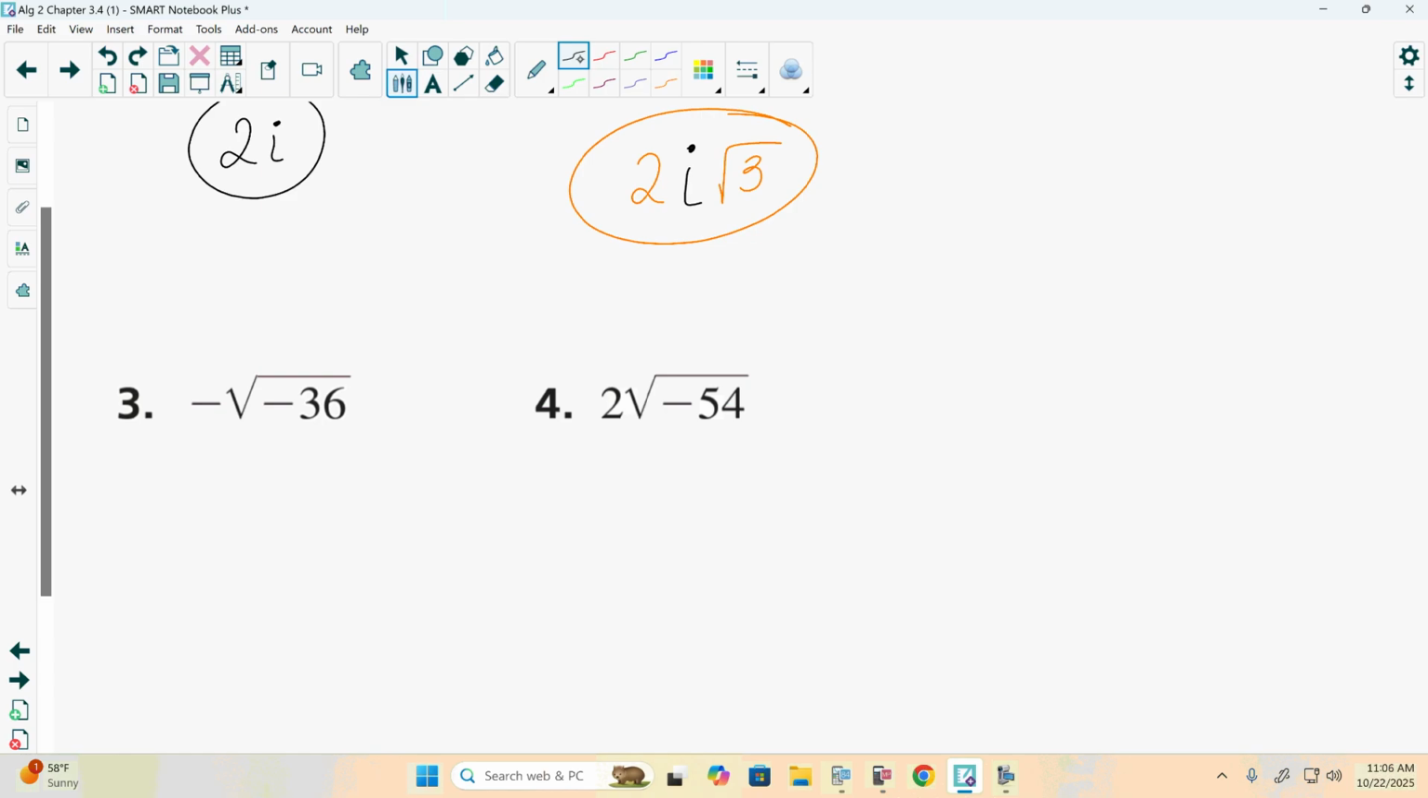Number 3, we have negative square root of negative 36. That one negative, the negative outside the radical, it's still there because it's not a part of the radical. We know that the negative inside the radical is going to become what? i. And what's the only thing we have left in that radical is the 36, yes? What's the square root of 36? 6. Which tells us that negative square root of negative 36 is going to be negative 6i. Questions on this here?